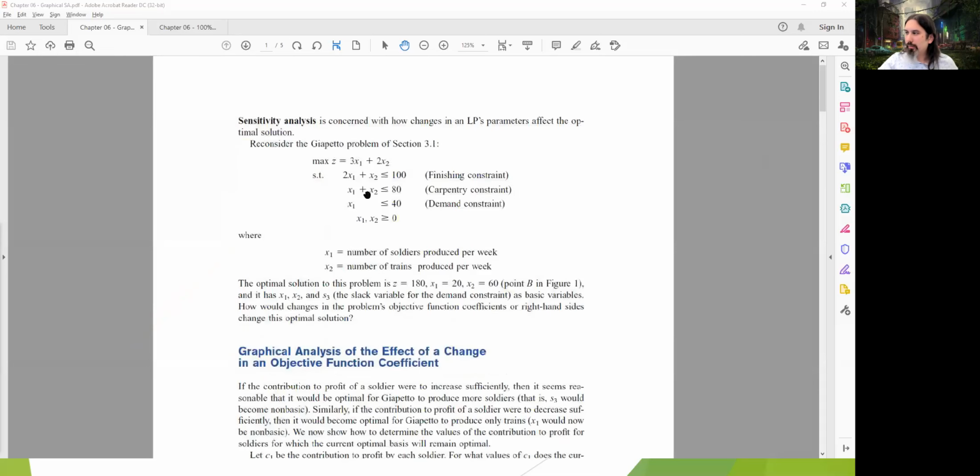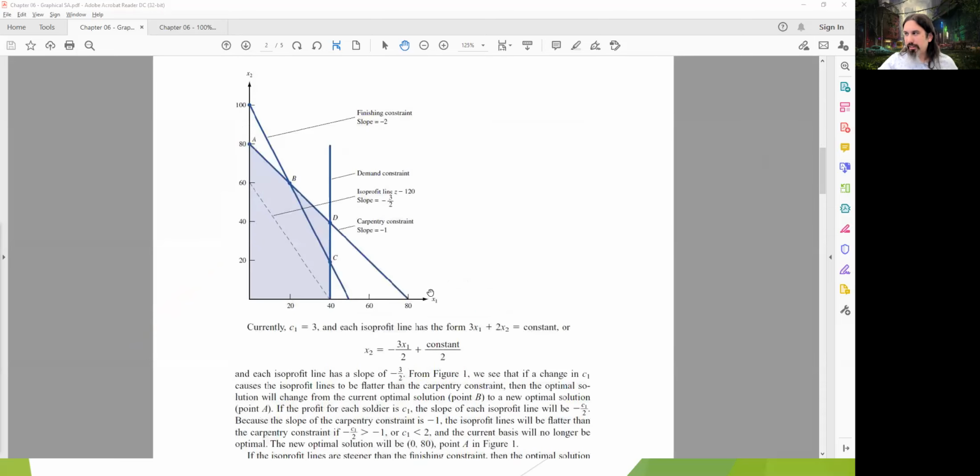40 to 20. 40 plus 20 is 60, which is a difference of 20 points. So this second constant, the Carpentry Constant, can also go up 20 or down 20. Both the constants have the same increase or decrease allowance. It's all 20 over here.